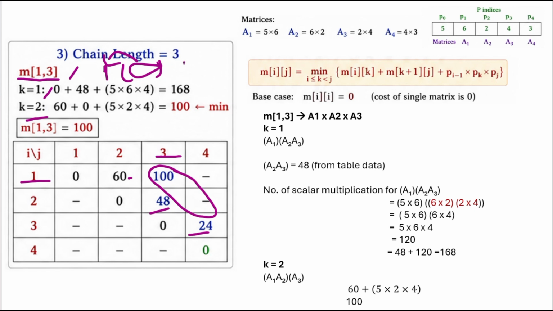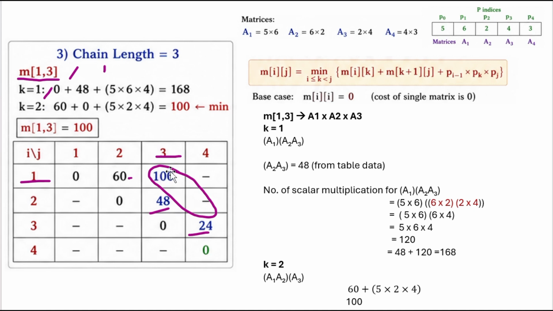K2 means we split the matrix chain at k value 2, like A1, A2. So we perform this calculation first, then multiply the resultant matrix with A3. Okay, so this is k1, k2. K1 and k2 represent the split of the matrix chain. Clear? So directly substitute all the values in the formula, otherwise you manually fill the table.